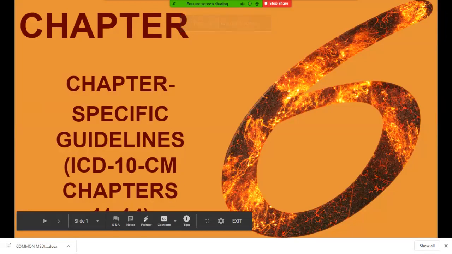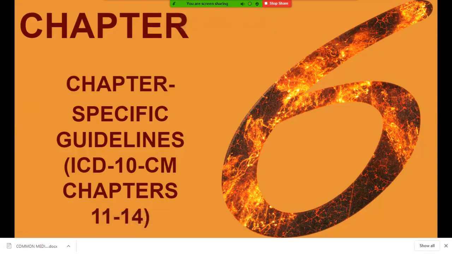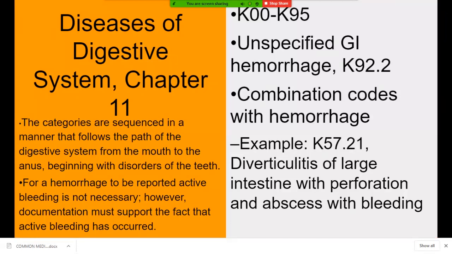Chapter-specific guidelines, ICD-10, chapters 11 through 14. This is our Chapter 6 in our book, but it's chapters 11 and 14 in our ICD-10. So diseases of the digestive system, chapter 11, is K00 through K95. For example, an unspecified GI hemorrhage is K92.2.